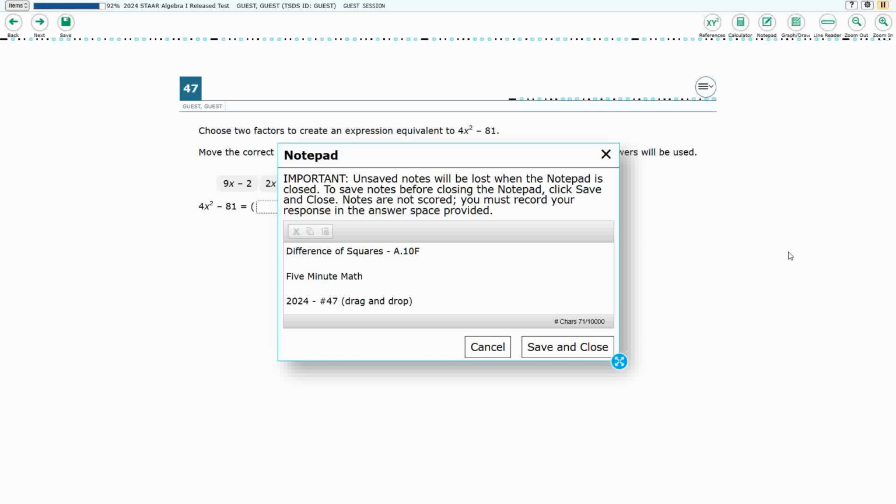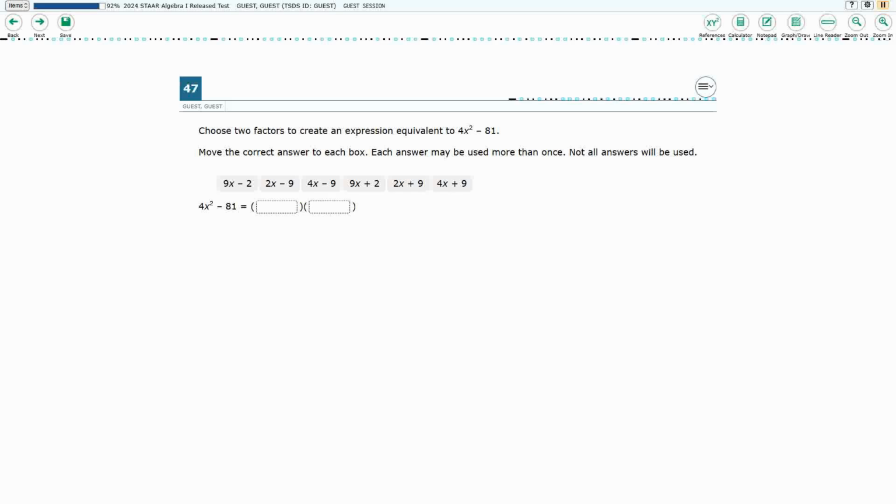Today we are looking at the Algebra 1 concept of difference of squares. This is standard A.10F in the great state of Texas. We are using item number 47, which is a new item type called drag and drop, of the 2024 released STAAR test. If you haven't done so already, please go ahead and take a moment to pause the video, work this problem out on your own, unpause it, and we will look at our answers together.